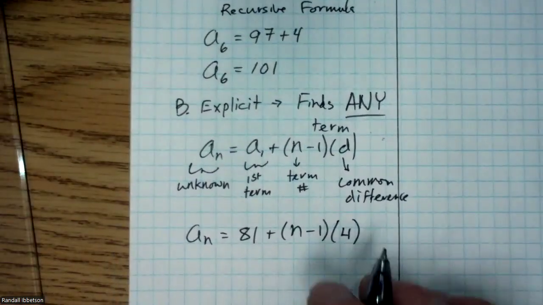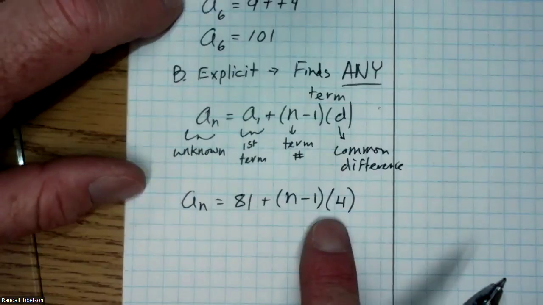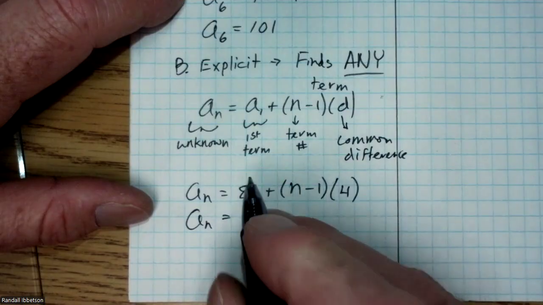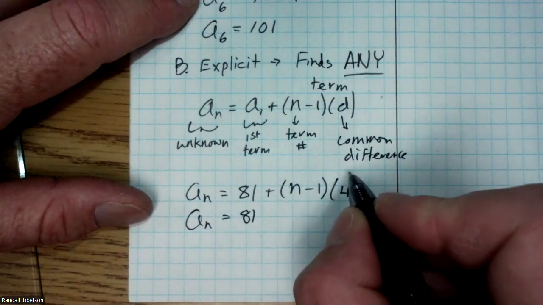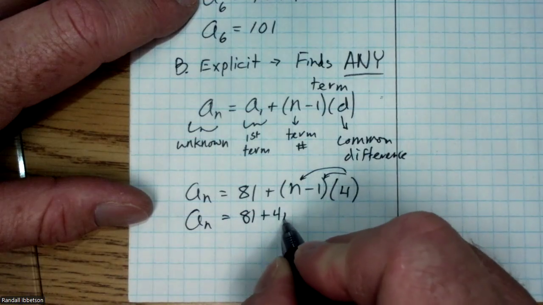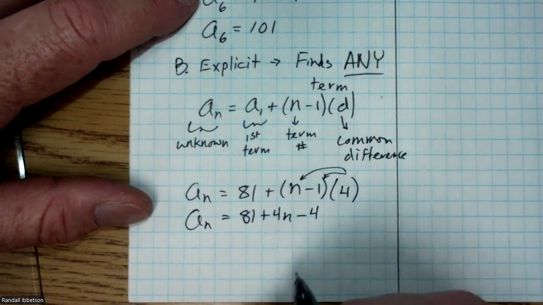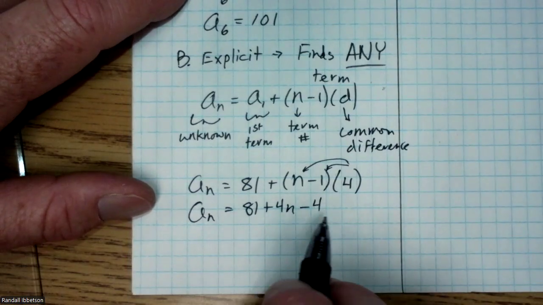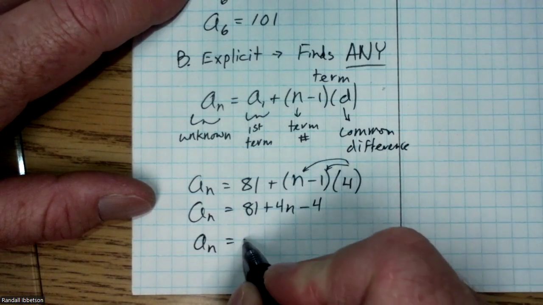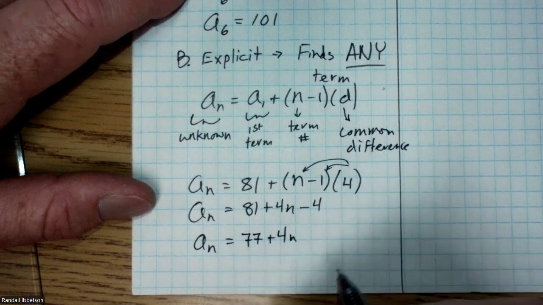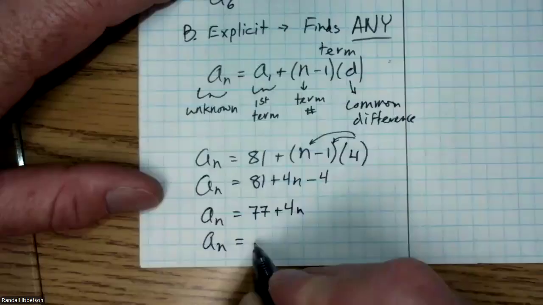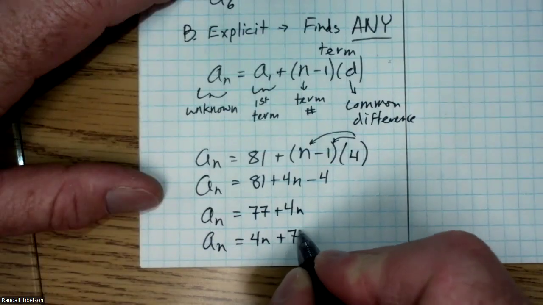If you want to write the formula explicitly, you could stop there, but you shouldn't, because we have algebra skills. We know that an expression must be simplified fully. So 81, and we're going to do what's called back distributing. 4 times n is 4n. 4 times -1 is -4. And you should simplify as much as possible. 81 minus 4 is 77. So that'd be 77 plus 4n. Now I'm going to switch this order, and it's going to look like a linear function. A sub n is equal to 4n plus 77.